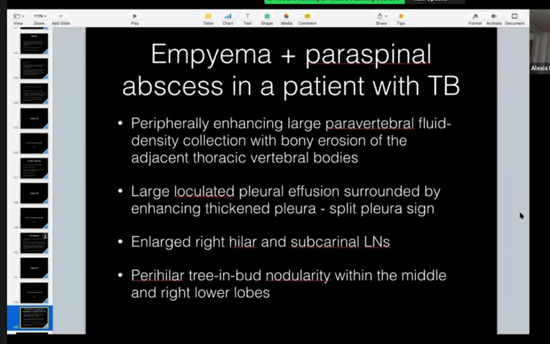So the final diagnosis was empyema and paraspinal abscess in a patient with TB. There was a peripherally enhancing large paravertebral fluid density collection with bone erosion of the adjacent thoracic vertebral bodies. There was a large loculated pleural effusion surrounded by enhancing thickened pleura, the split pleura sign, which you rightly mentioned. I didn't show you these, but there were enlarged right hilar and subcarinal lymph nodes as well. And you outlined very well, almost immediately, the perihilar tree-in-bud nodularity within the middle and right lower lobes as well.